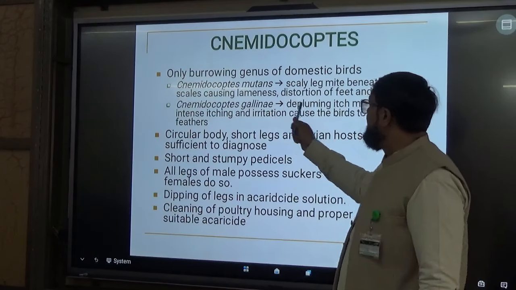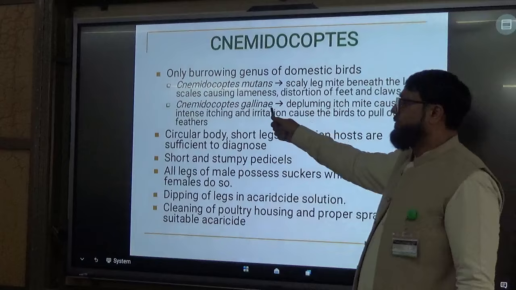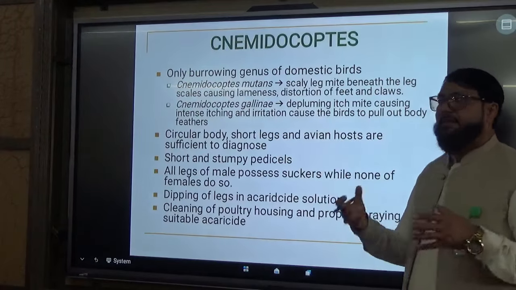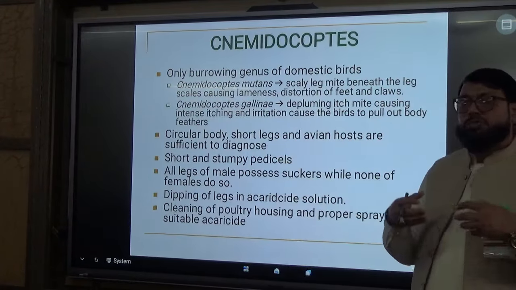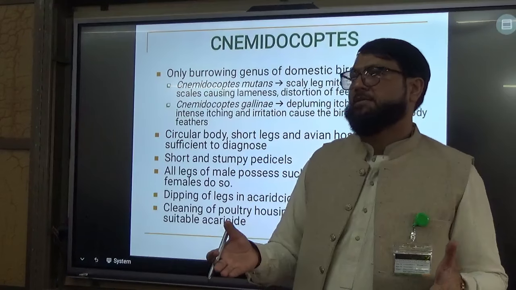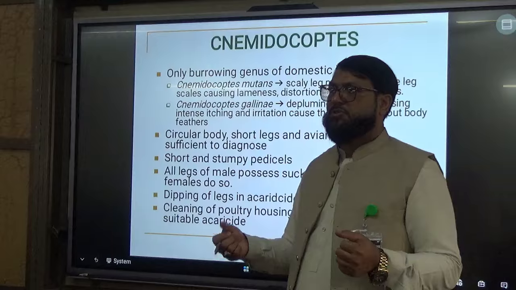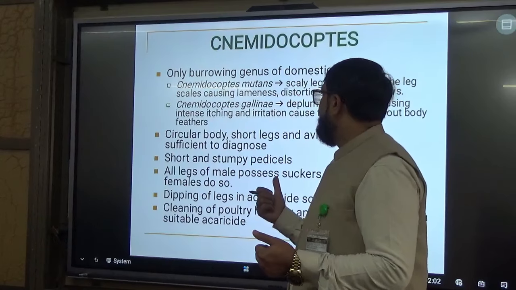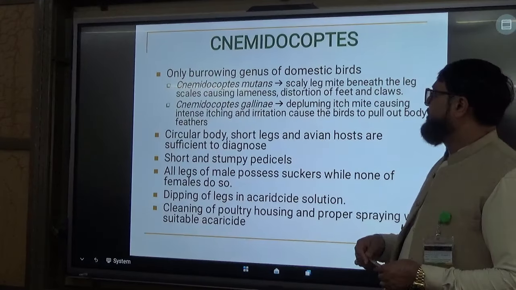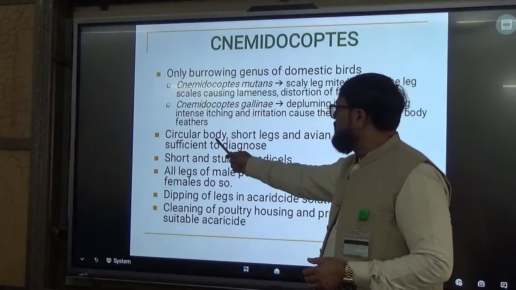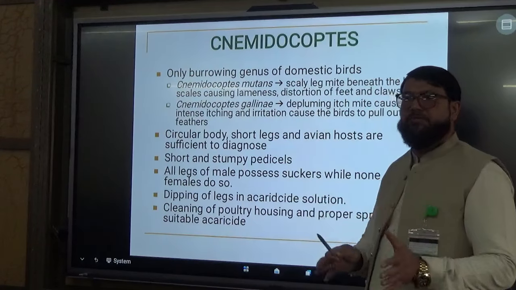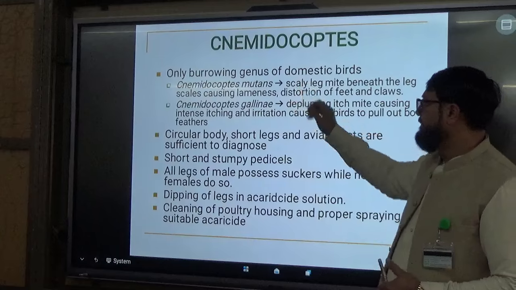Then gallinae is the depluming itch mite because, as the word indicates, they hide themselves in the feathers. Due to severe scratching, the birds may lose their feathers. They try to scratch those feathers due to this depluming itch mite, and there will be alopecia of various infected regions. Again, it has a circular body, short legs, and avian hosts. These three things are sufficient to diagnose Nemidocoptes.